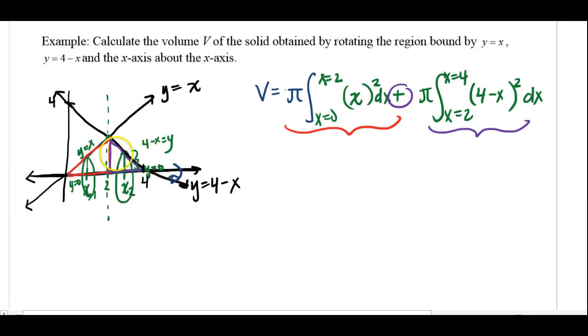So when I think about the radius, the top minus bottom, I have to make sure that throughout the interval from 0 to 4 there's always the same top function and the same bottom function. If it ever switches, if the top switches or the bottom switches, then I have to set up more than one integral to find the total volume.